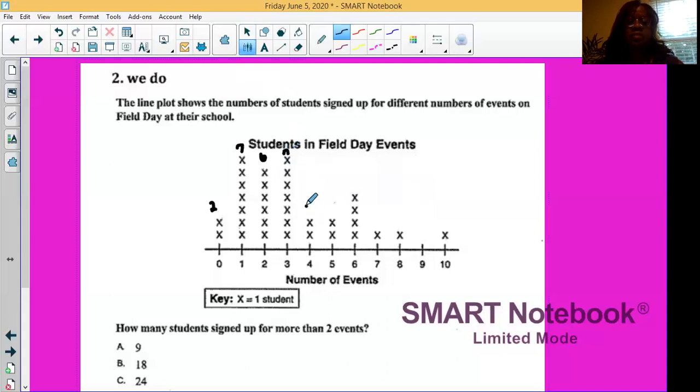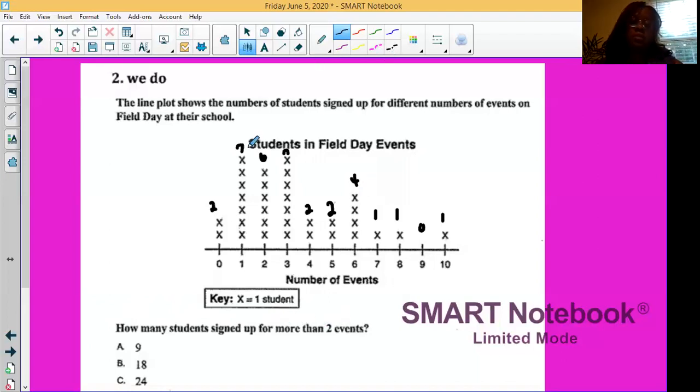4 events has 2 students. 5 events has 2 students. 6 events has 4 students. 7 events has 1. 8 has 1. 0 for 9. And 1 for 10. Okay. Now let's go to our big question. How many students signed up for more than 2 events?